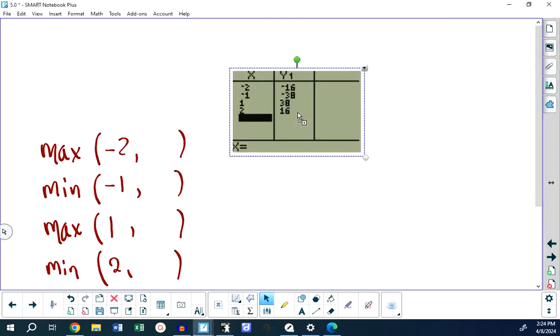So this is what we're dealing with. A max at negative 2, comma, negative 16. A min at negative 1, negative 38. A max at 1, comma, 38. A min at 2, comma, 16.